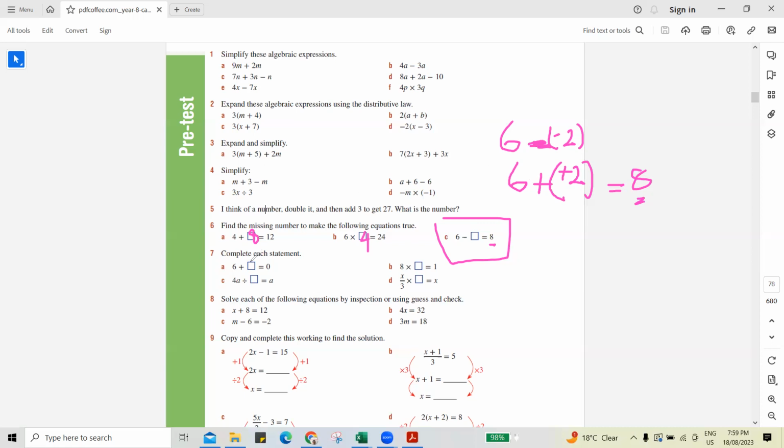Okay, now we did that question. Complete each statement. 6 plus something becomes 0. This is an equation. Left hand becomes equal to right hand. What should be the number here? But it says plus. 6 becomes 0.